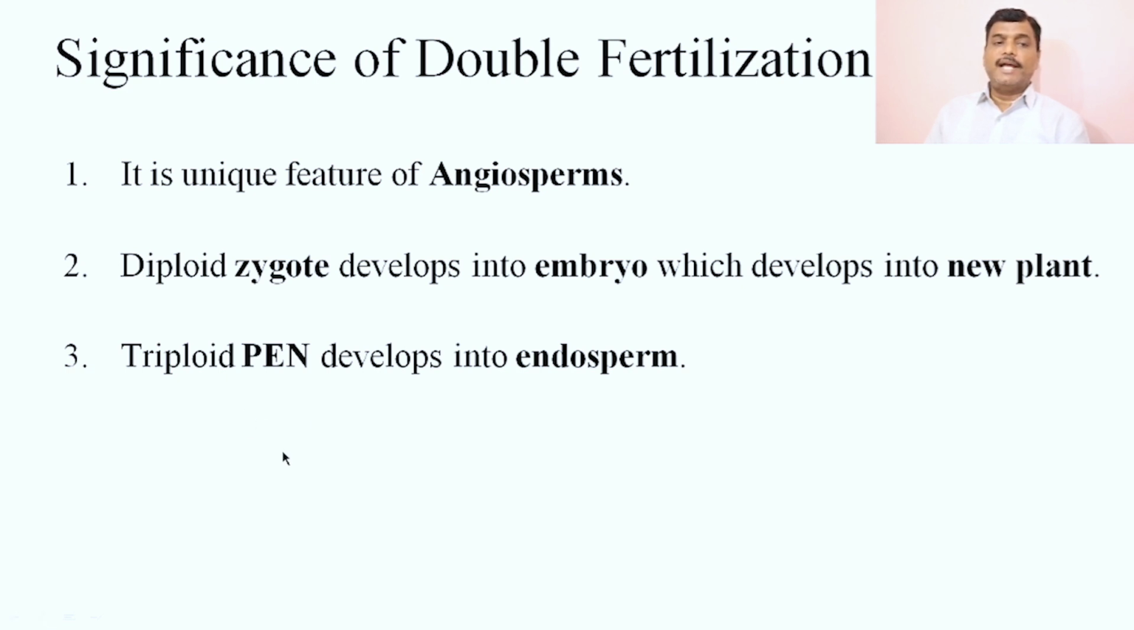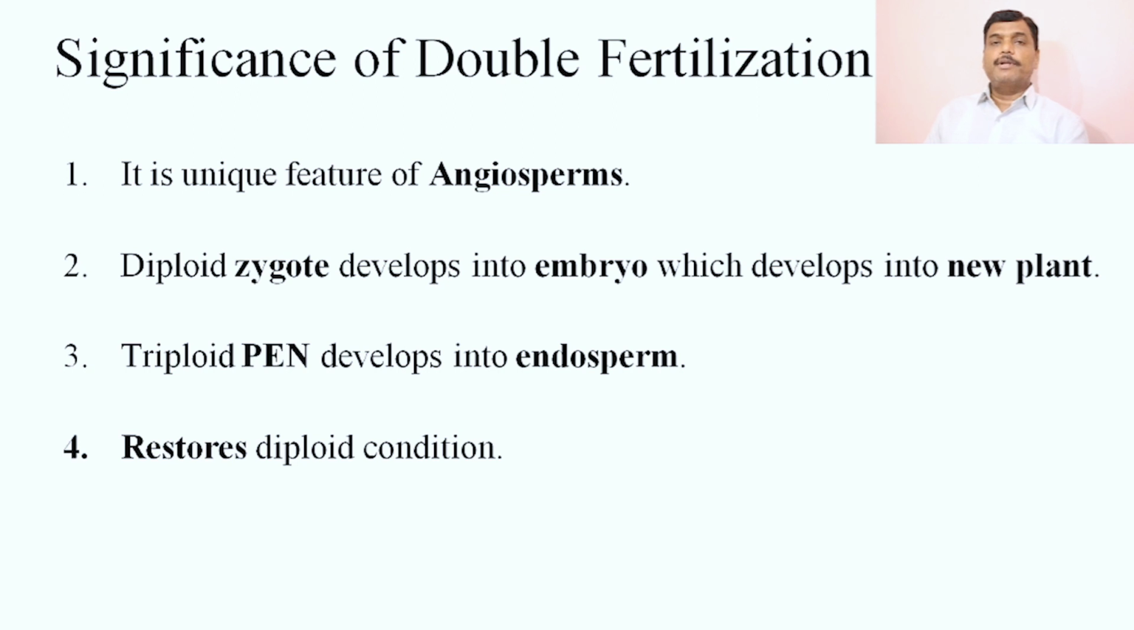In short, it is known as PEN, primary endosperm nucleus. This triploid primary endosperm nucleus develops into the endosperm, which ensures better nourishment of the developing embryo. The double fertilization restores the diploid condition in the life cycle of the plant.